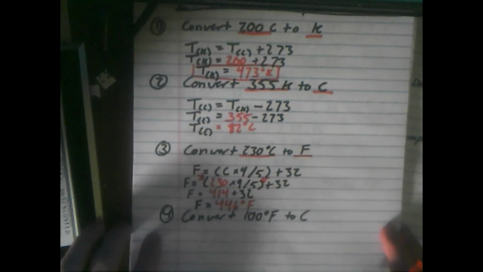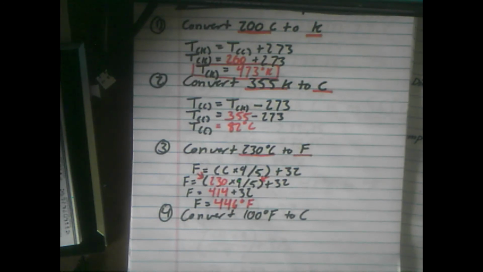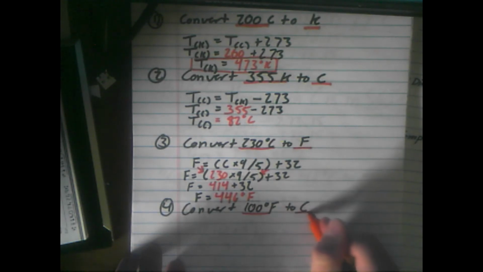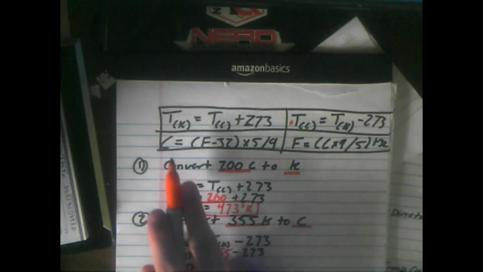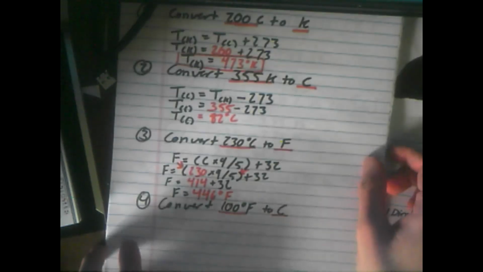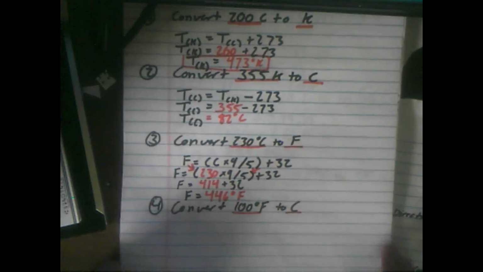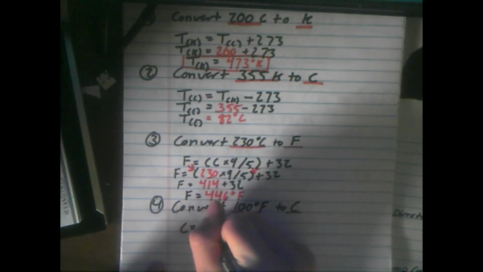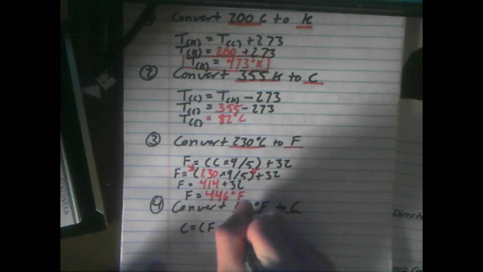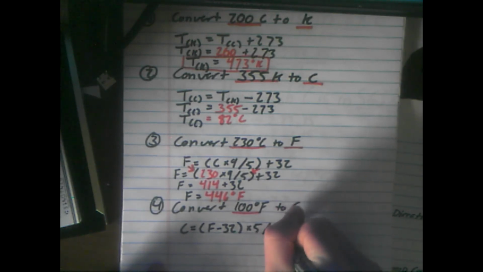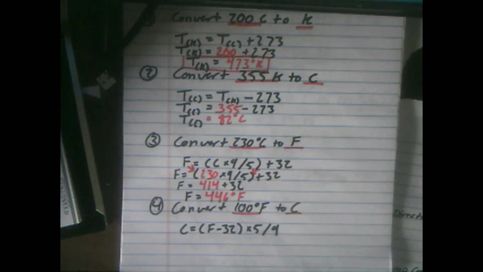Alright, for the last one, we're going to be converting from 100 degrees Fahrenheit to Celsius. Now looking back at our equations, we're going to be using this last equation we haven't used yet, which tells us Celsius is equal to Fahrenheit minus 32 times 5 divided by 9, and that's the equation we're going to be using.